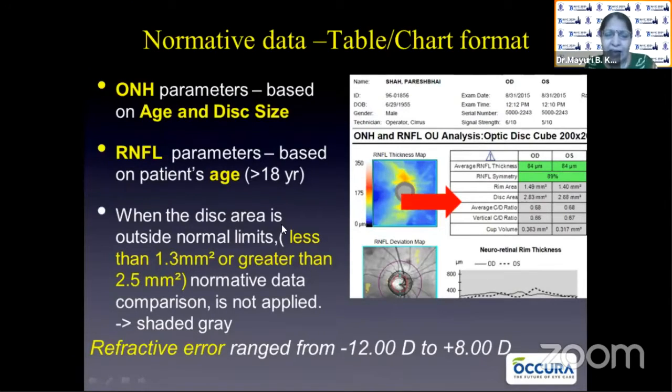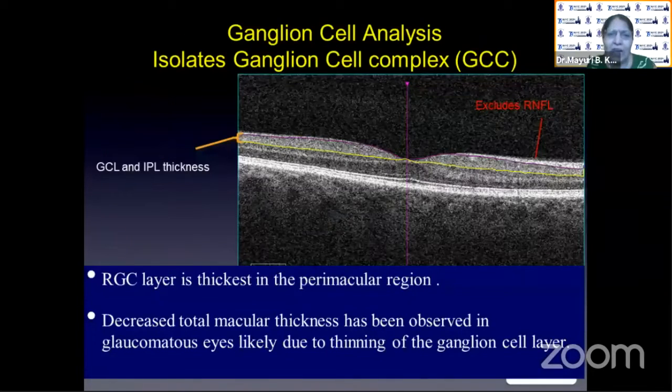And when the disc area is outside the normal limits, which is less than 1.3 millimeter square or greater than 2.5 millimeter square, the normative data comparison is not applicable. And that's why this box is shaded. All the data are shaded in gray color. And the refractive error range available with the machine is -12 to +8 diopter.